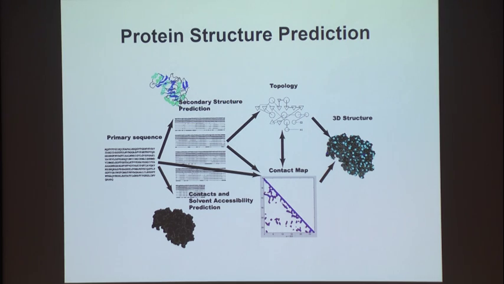So the key problem with protein structure prediction is that the structure is invariant under translation and rotation.